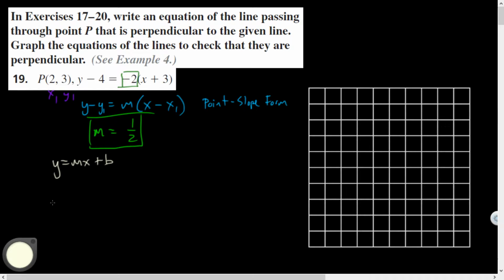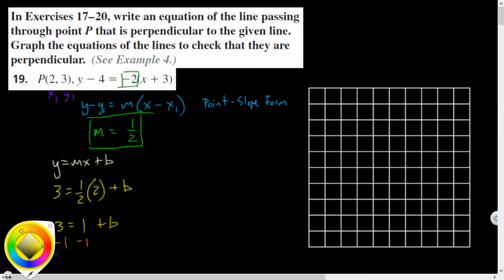So let's see. Plug in 3 for y. Yep. A half for m and 2 for x. Oh, how convenient. And plus b, I do not yet know plus b. So we'll solve for b. So I'll get 3 equals half of 2 is 1 plus b. Subtract 1 from both sides. And I will get b equals 2.